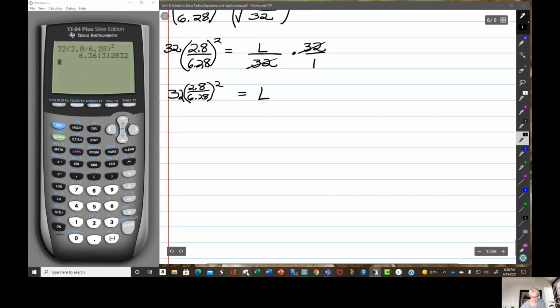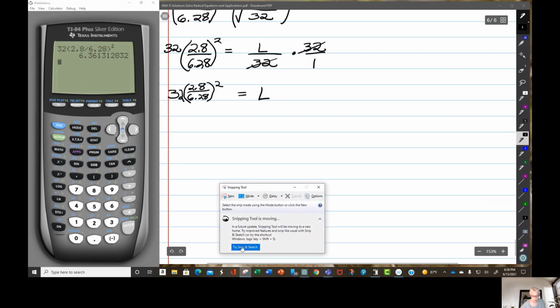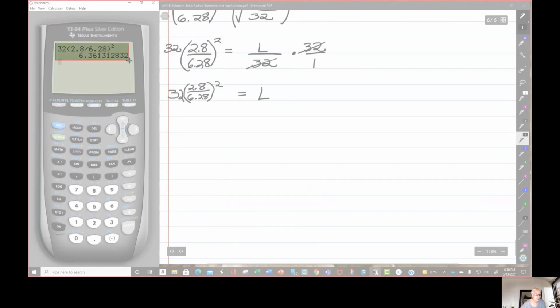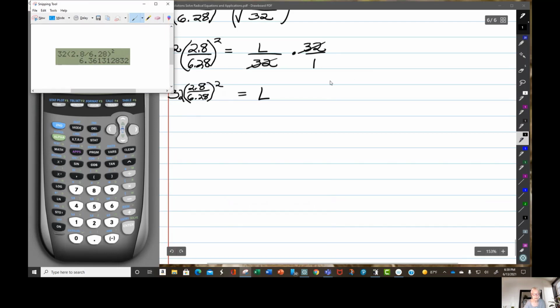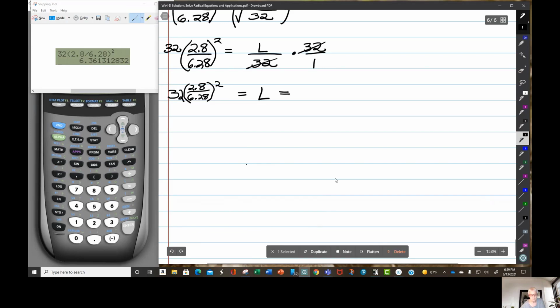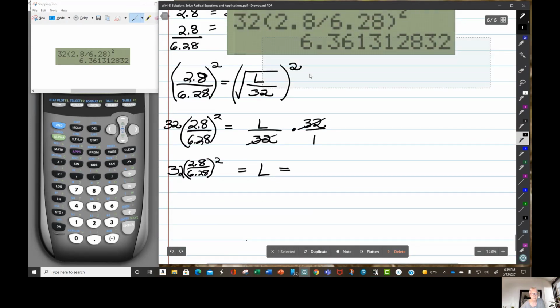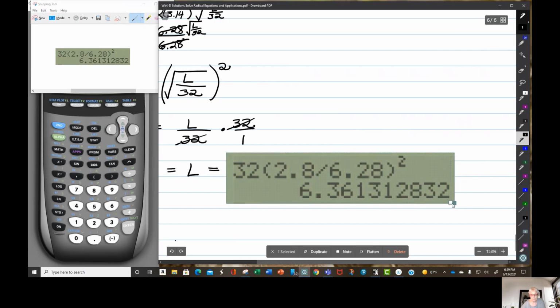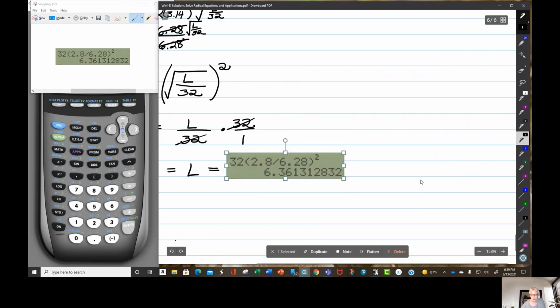All right, let me copy that just so you can see it if you look at the notes. There it is. And then, of course, I am going to make it smaller. There. Okay.